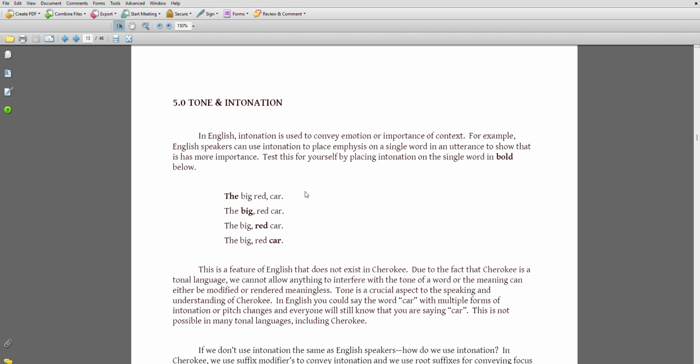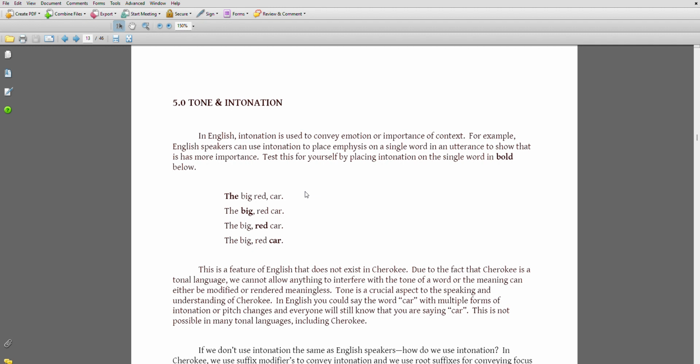This is a feature of English that does not exist in Cherokee. Due to the fact that Cherokee is a tonal language, we cannot allow anything to interfere with the tone of a word, or the meaning can either be modified or rendered meaningless. Tone is a crucial aspect to the speaking and understanding of Cherokee.